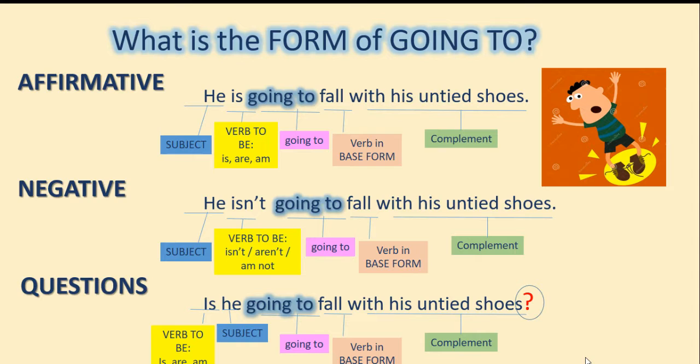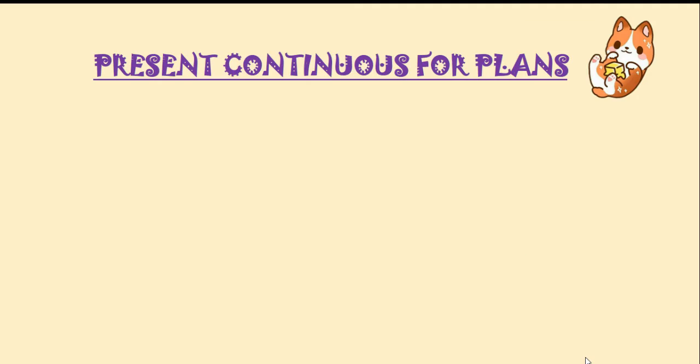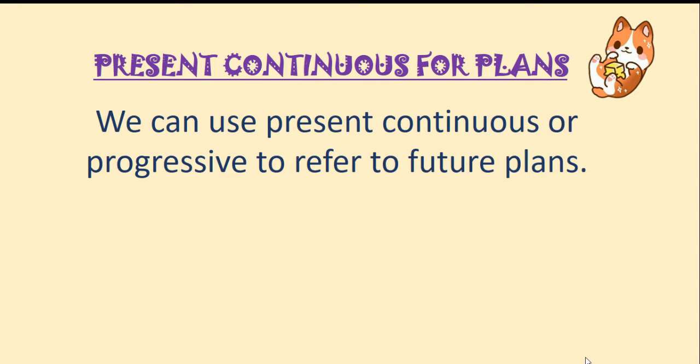Okay, now let's continue with present continuous for plans. As the title says, we can use present continuous or progressive. I repeat, the same as going to and be going to, that they are the same. Here, present continuous or present progressive, they are exactly the same. And it serves to refer to future plans.